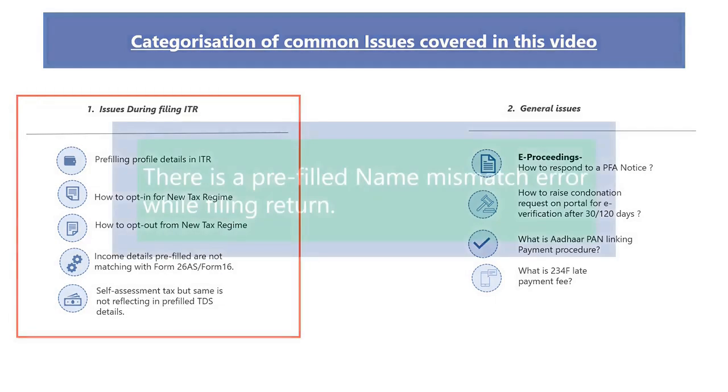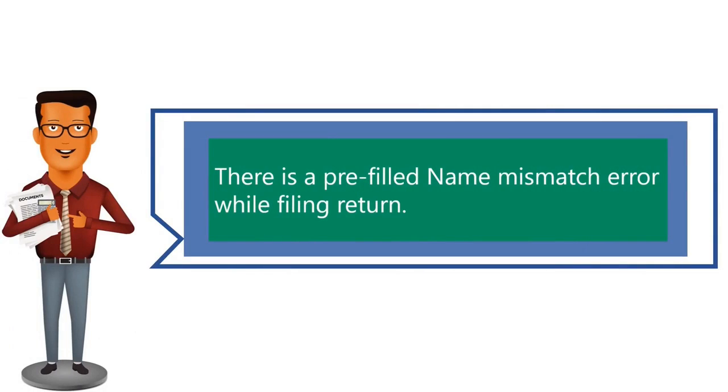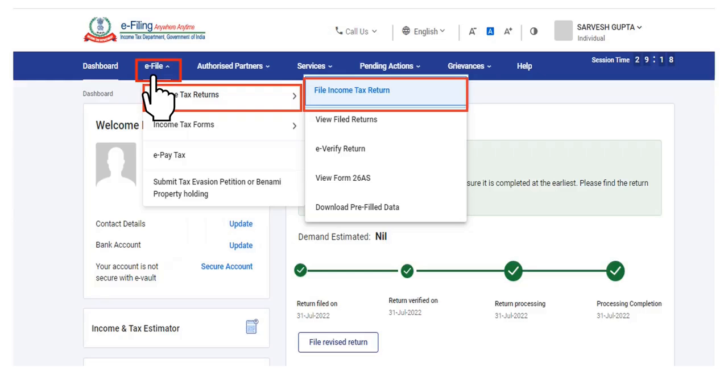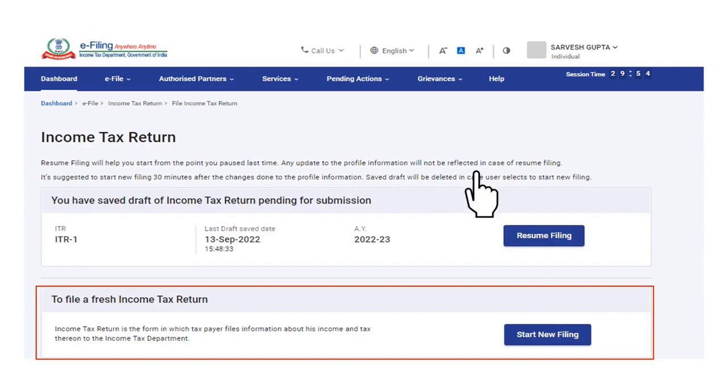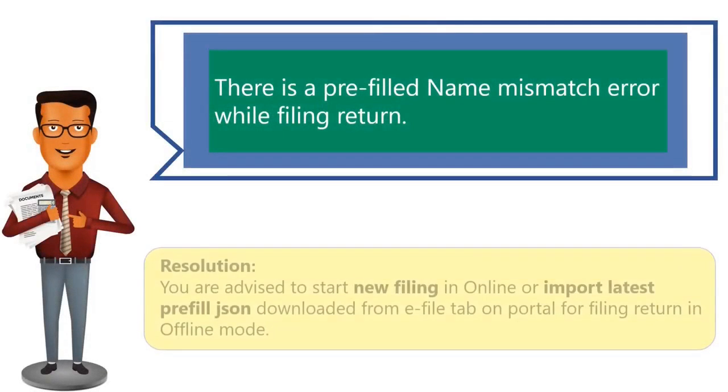The first issue is that there is a pre-filled name mismatch error while filing income tax return. In case you're facing such an issue, you are requested to go to your dashboard, go to e-file, income tax return, and file income tax return. You will see that there are two tabs which will open. One is that you've already saved a draft of income tax return and you can continue with the filing by clicking on Resume Filing. Or you may decide to file a fresh income tax return by clicking on Start New Filing. If you are facing a pre-filled mismatch error, you are advised to start new filing in the online mode.